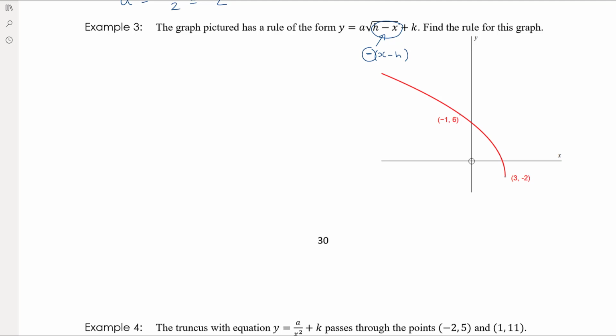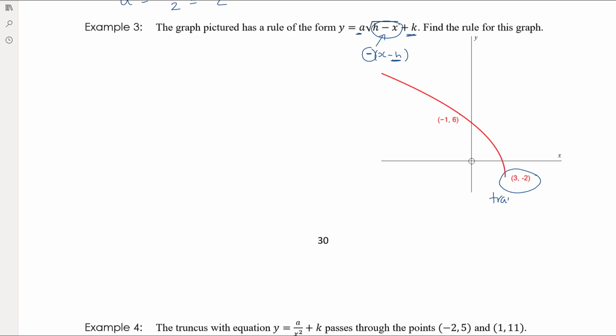So we can see that that's already factored in to the general equation of the form of this particular graph that we've been given. And then we've got that plus k on the end. So we've got dilation factor, some sort of translation to the left or right, and some sort of translation up or down. This point's our most helpful thing here.